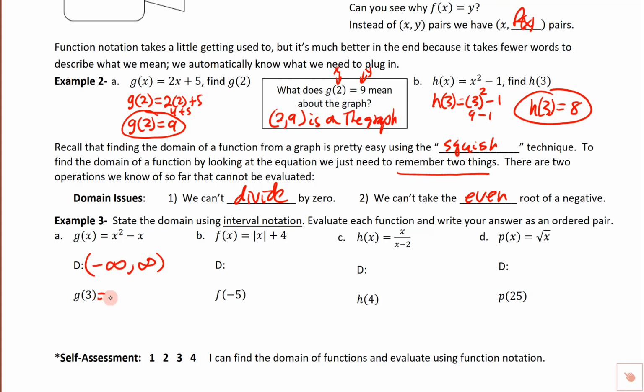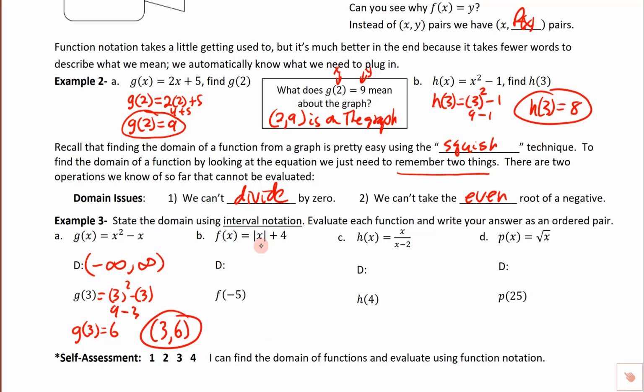And then we want to find g of 3. So we're going to plug a 3 in here, and again, I'm going to do that in parentheses. So this is going to be 9 minus 3. So we end up with g of 3 is equal to 6. And let's write down the ordered pair. The ordered pair would be 3, 6. And again, that's the nice thing about writing function notation in that form. So g of 3 is equal to 6. The ordered pair would be 3, 6.